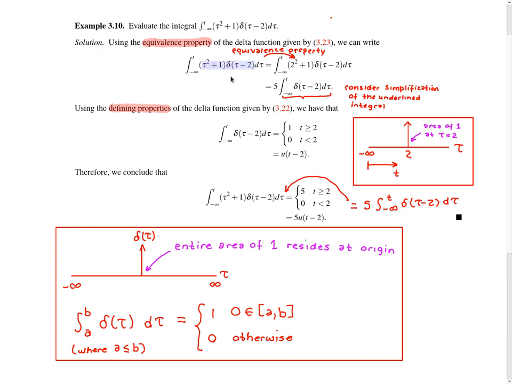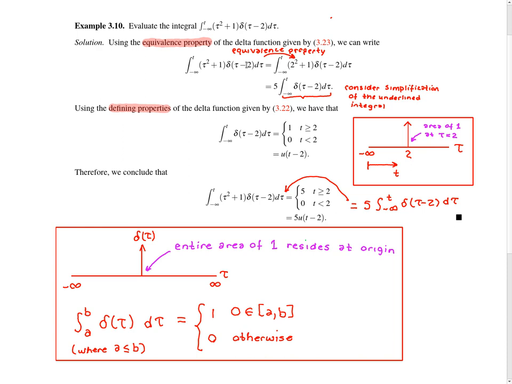So what the equivalence property says is that if we have some arbitrary function multiplying a shifted delta function, our arbitrary function in this case is tau squared plus 1, multiplying the shifted delta function, the result of this is equal to the shifted delta function times this expression, the thing that's multiplying the shifted delta function, evaluated for the value of tau where the shifted delta function is non-zero.